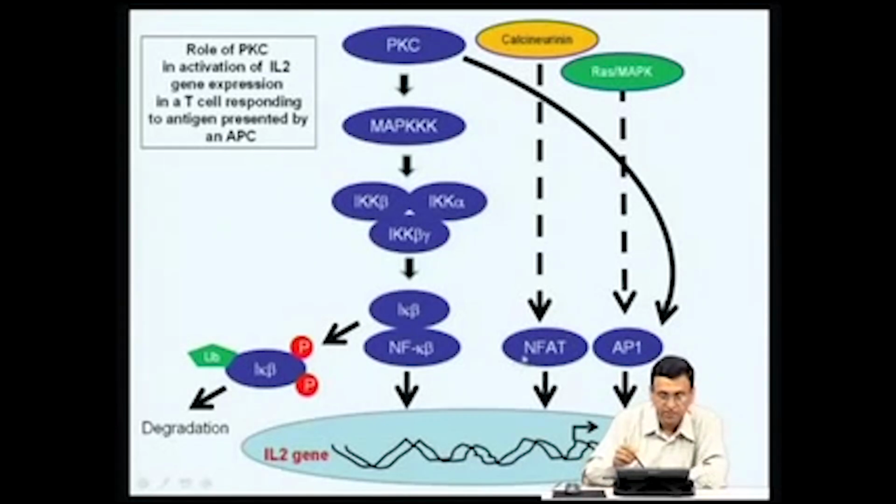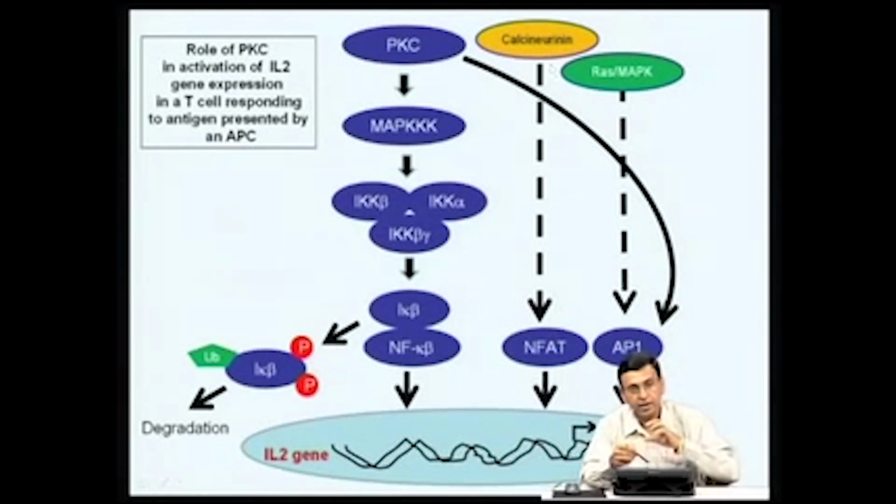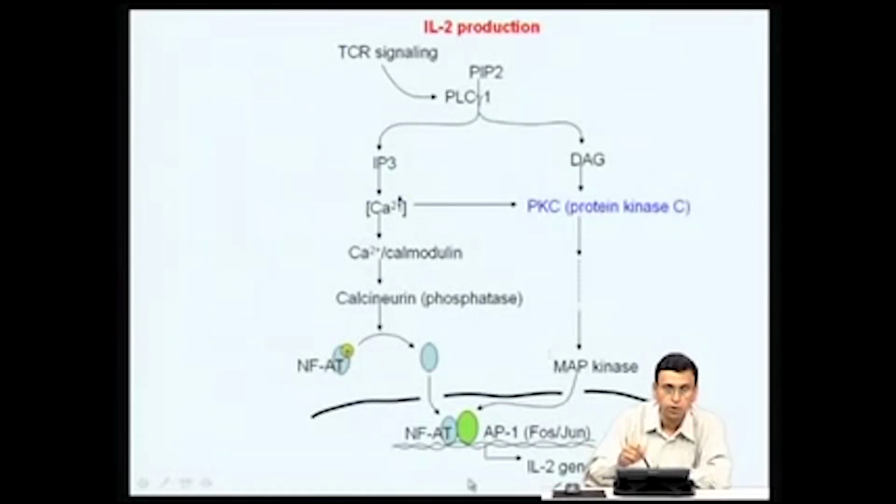Whereas NF-AT is activated by a calcium dependent pathway, which I will discuss in the next slide, and which results in the activation of calcineurin, a phosphatase which dephosphorylates NF-AT. NF-AT is inactive in the phosphorylated form and active in the dephosphorylated form, and once NF-AT is dephosphorylated by calcineurin, NF-AT now goes into the nucleus, binds to its response element and activates transcription.